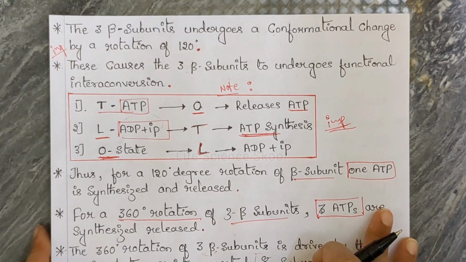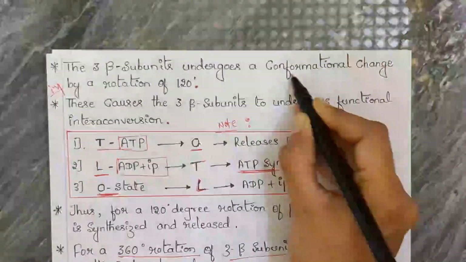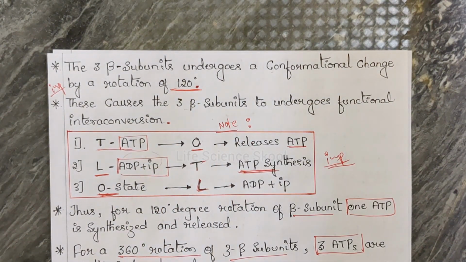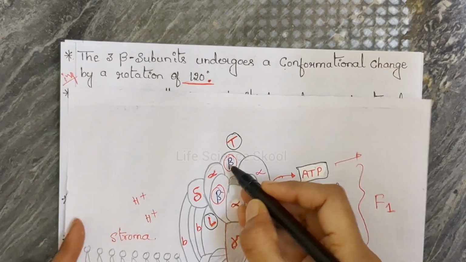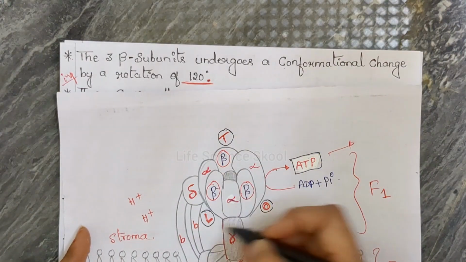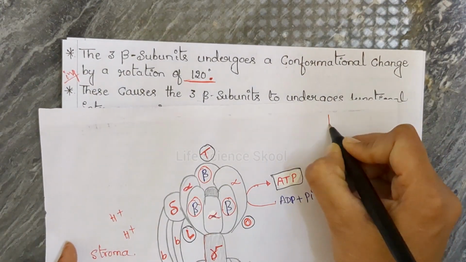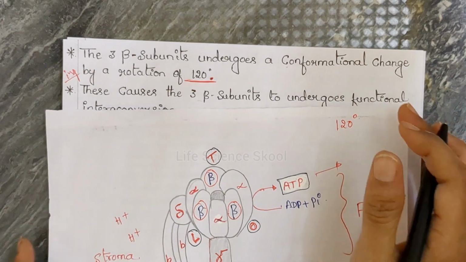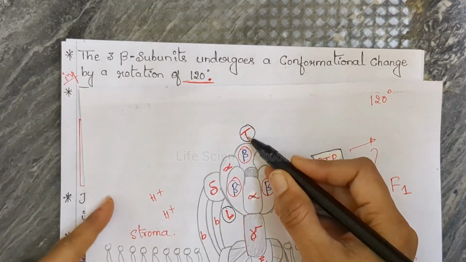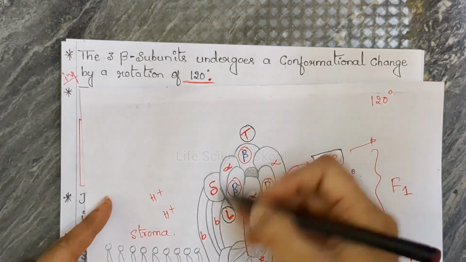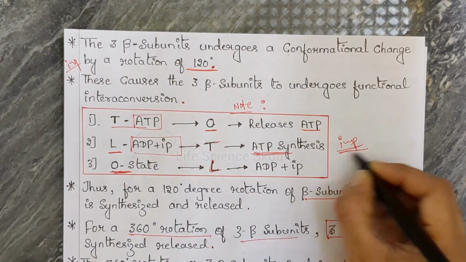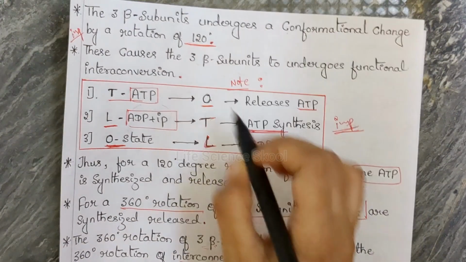Okay, now moving on to the next point. The 3 beta subunits undergo conformational changes by a rotation of 120 degrees. So you have to remember this. For the conformational change, T becoming L or O, the rotation required is 120 degrees. This causes the 3 subunits to undergo functional interconversion. Because of the rotation, their functions also keep changing. How they change is also important, and I have noted it here, as you can see.